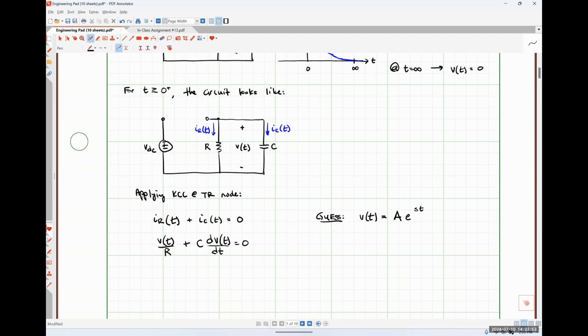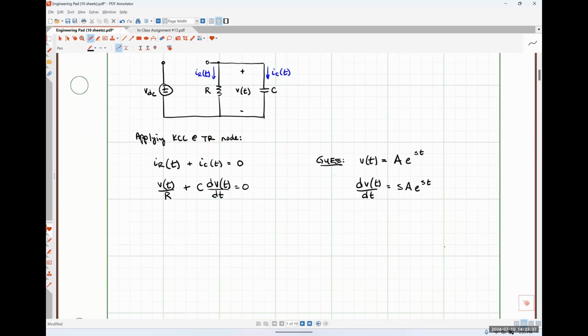So hopefully we can all agree that the derivative dv/dt should be s times A e to the st. And so it seems to me that our function and its first derivative are of the exact same form, just a coefficient multiplied by an exponential function. So it stands to reason that we should be able to combine these together to make 0 somehow. And that's exactly what we're about to do.